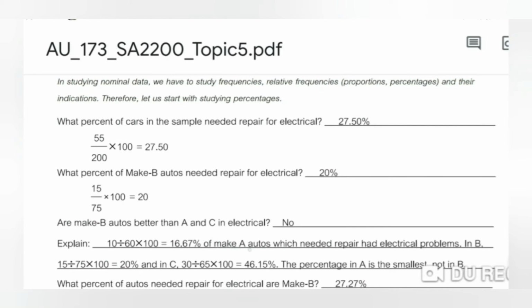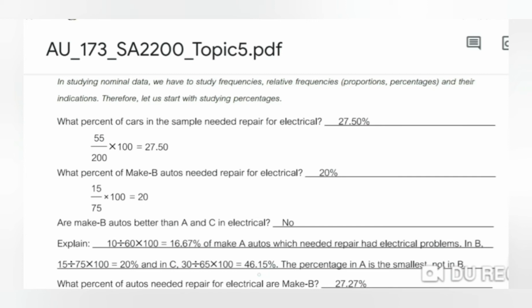In make A outdoors in the sample, 10 from 60, that is 16, about 70% have an electrical problem in A group. In B group, 20% have an electrical problem. In C group, 46% have an electrical problem.